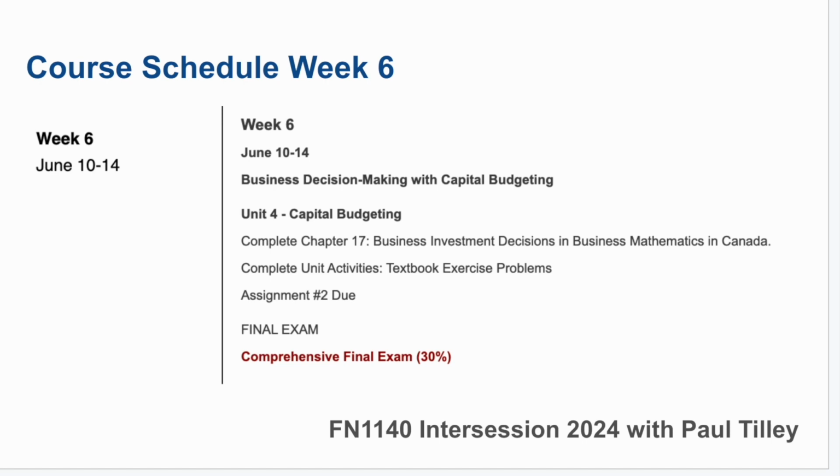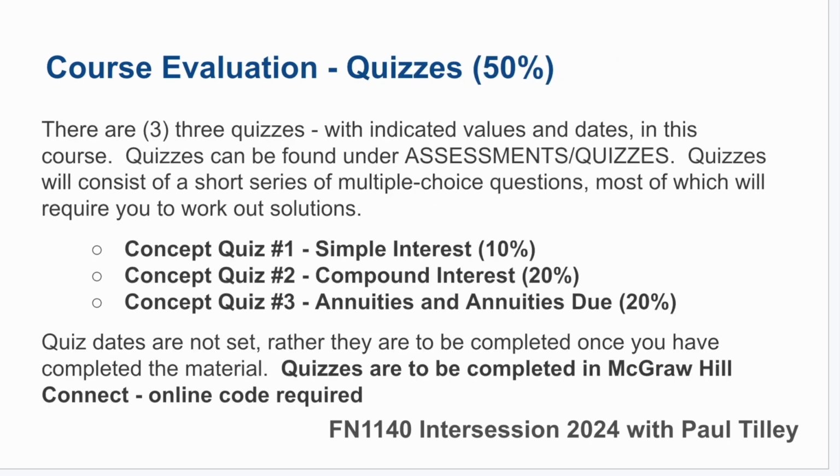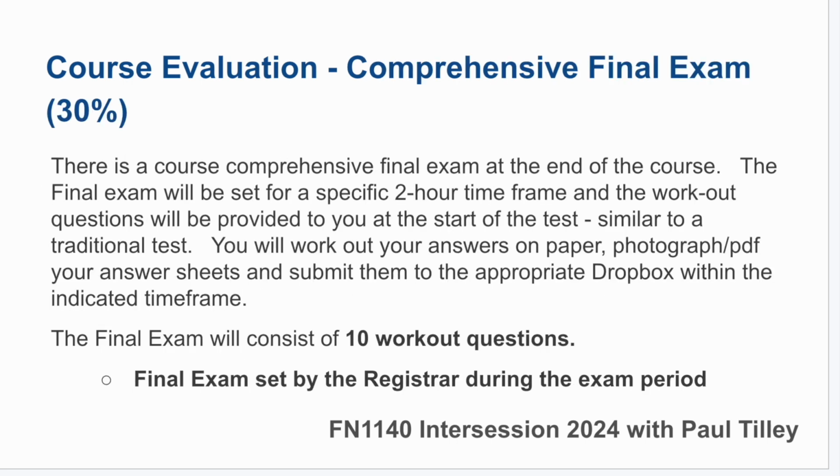Okay? Now, with regards to how the course is evaluated, you've seen that there's 2 assignments at 10% each, total of 20%. And you've seen that there's 3 quizzes. They're worth 50%. And again, I want to stress that the Connect online program is used in order to do testing, so you need a code for that with the textbook. Final exam, comprehensive. It covers the whole course. It will consist of 10 workout questions. And as I say, that's going to be set up by the registrar.